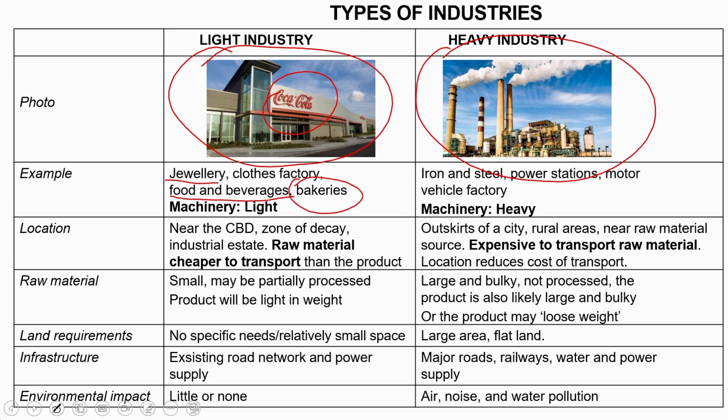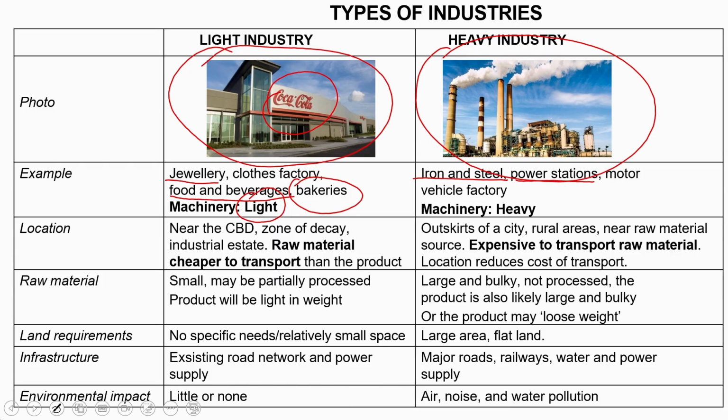What is notable at the moment is that the machinery used is light machinery. You may not know the difference as yet, but let's look at the heavy industry, okay? Here we have got examples like iron and steel industry, ISCO, ArcelorMittal, those that work with heavy raw materials, iron ore, coal, and things like that.